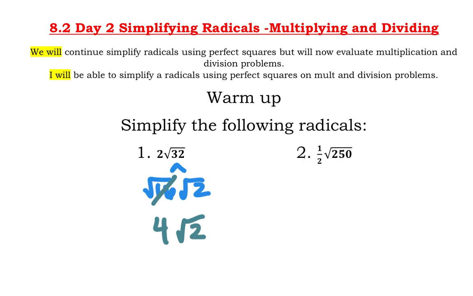And then what do we have to make sure not to forget? Times. The times, right? What are we multiplying by? The 2, right? That 2 in the front needs to be brought down. 2 times 4 is 8. Our final answer should be 8 square root of 2.